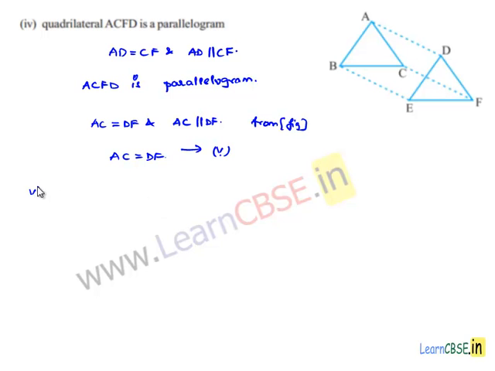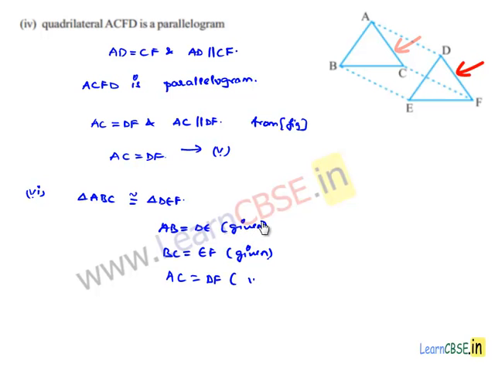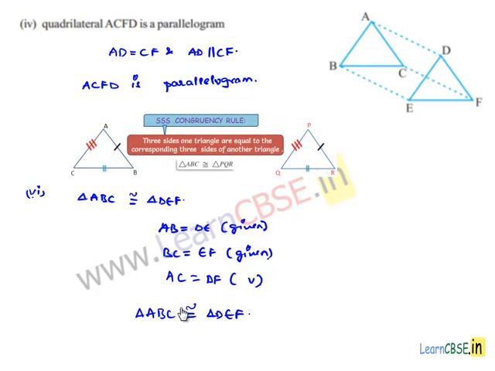Now finally in the sixth part he asked us to prove that triangle ABC is congruent to triangle DEF. He has given that AB is equal to DE in the first case and BC is equal to EF here also given in the second case, and finally we got that AC is equal to DF from the fifth proof. So here as three sides correspondingly in both the triangles ABC and DEF are equal, we can say triangle ABC is congruent to triangle DEF. This is what our proof required.